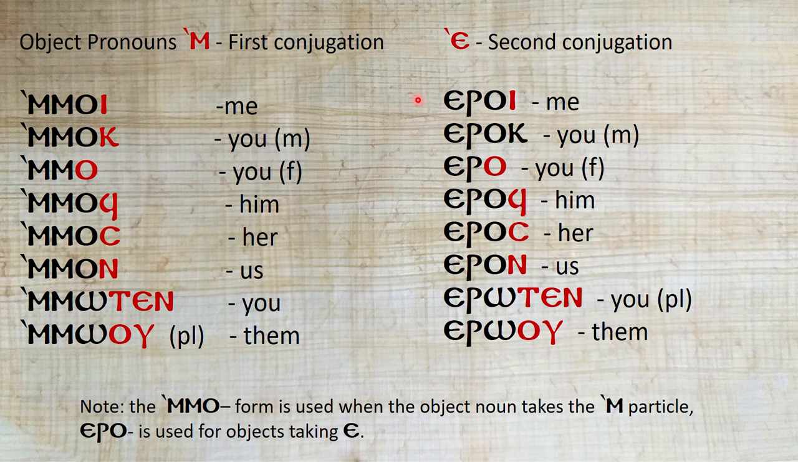Because kadi, to understand, depends on the understanding, on the brain and the senses, that's why this group of verbs takes eroi, erok, not emmoy, emmok, and so on. So erok, you, feminine. Let's do it with an example to make it easier. Ek kadi eroi, do you understand me? I kadi erok, I understand you.